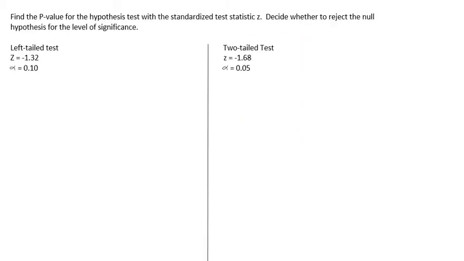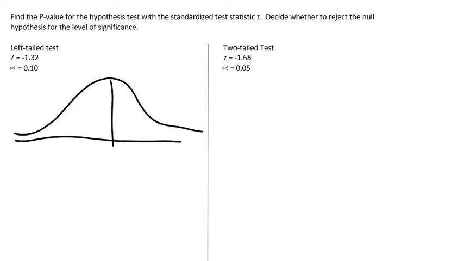In this example, we're going to find the p-value for the hypothesis test with the standardized test statistic z. Then we'll decide whether to reject the null hypothesis for the level of significance. So the first thing I'd like to do is draw a standard normal curve and plot my z-value on that graph. In this particular problem, I'm told that it's a left tail test. That means that this right here will be my p-value.